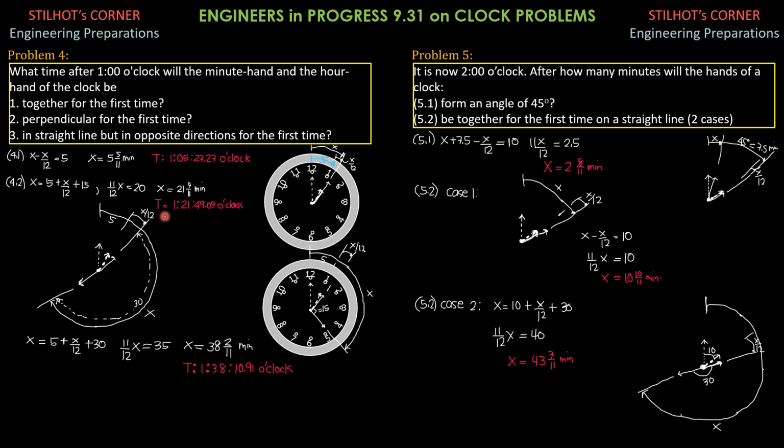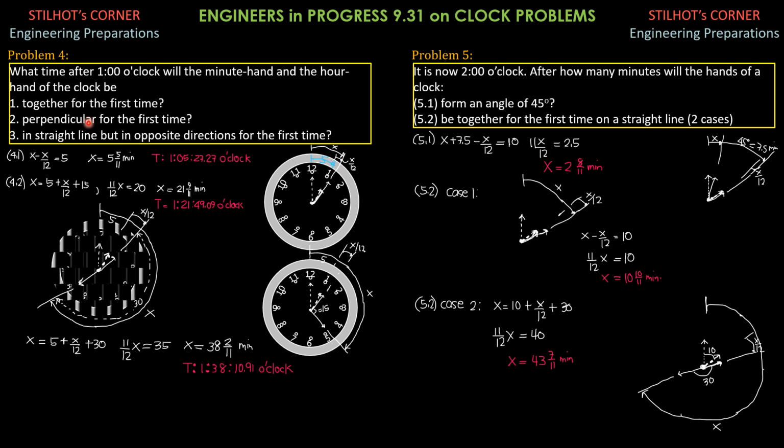So therefore, the time is 1:21:49. You may disregard the decimal for the seconds normally. So that's for number 4.2.